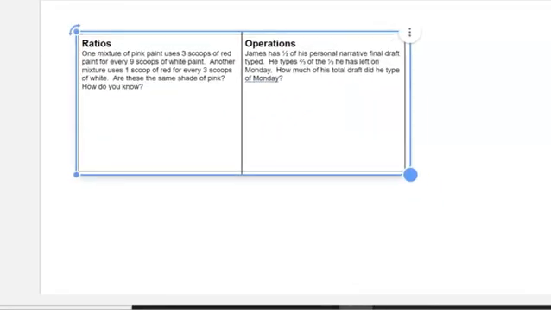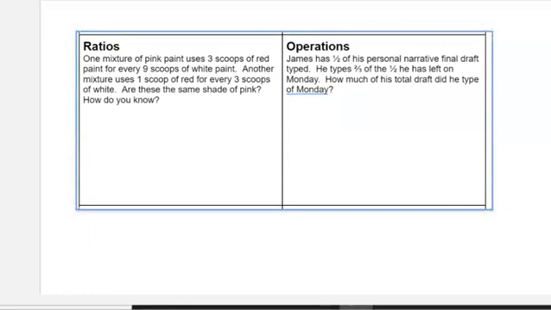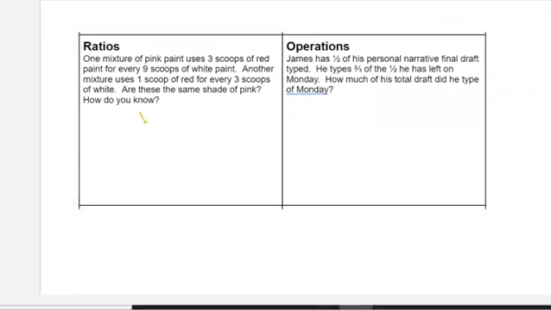One mixture of paint uses this, the other uses this. Are they the same shade of pink? Yes, they are. Usually when I give you these questions, they are not. So today I thought I'd give you one where they are. If you look at paint number 1, its ratio of red to white is 3 to 9. 3 red for every 9 white. And the other one is 1 red for every 3 white. And those are the same ratio.